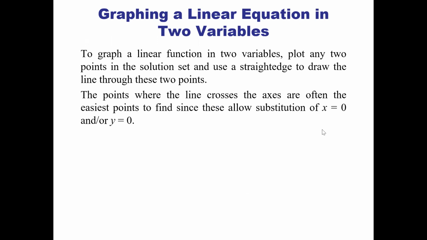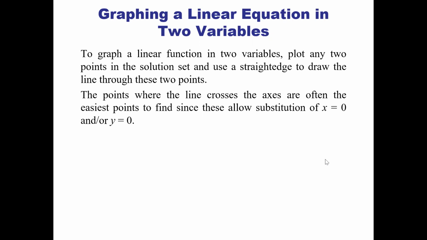And so the points where the line crosses the axes are often the easiest points to find, since these allow for substitution of x equals 0 and/or y equals 0. So if we plug in x equals 0, we'll get y equals something. If we plug in y equals 0, we'll get x equals something. And those will give us 2 points on the graph.